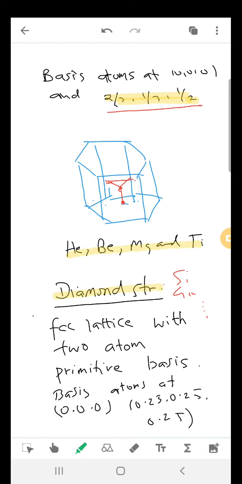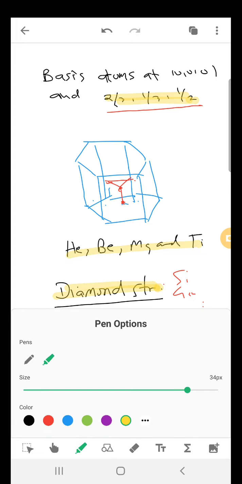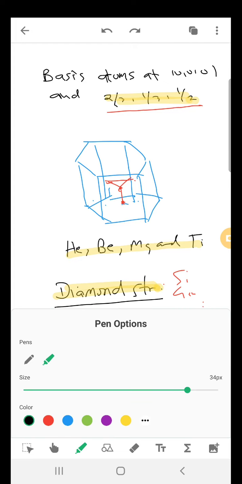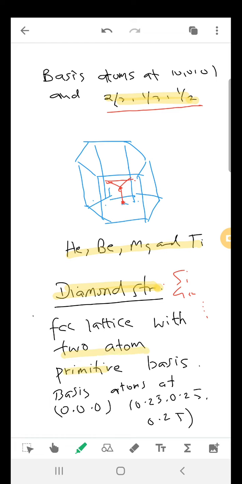Next we have the diamond structure. All semiconductors actually fall into this structure, and examples are silicon and germanium. So there are FCC lattices with a 2 atom primitive basis. The basis atoms are at 0, 0, 0 and 0.25, 0.25, 0.25. So this is also important. It forms a 2 atom primitive basis, which is quite interesting.